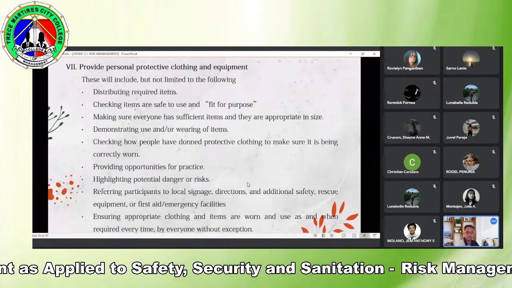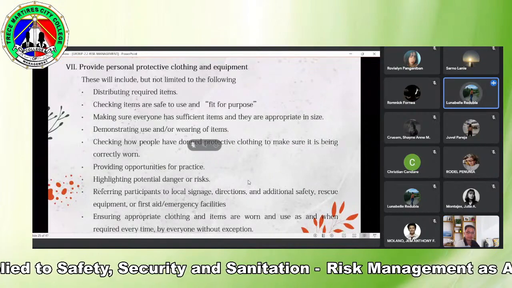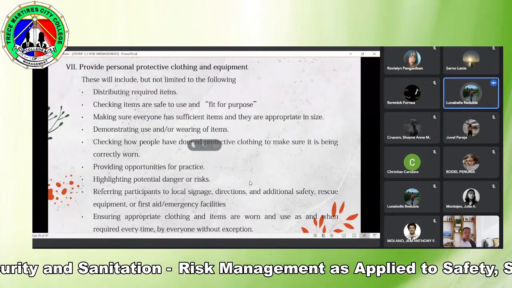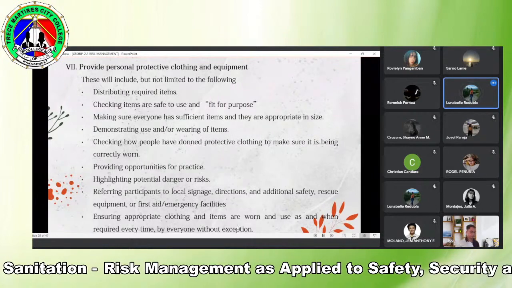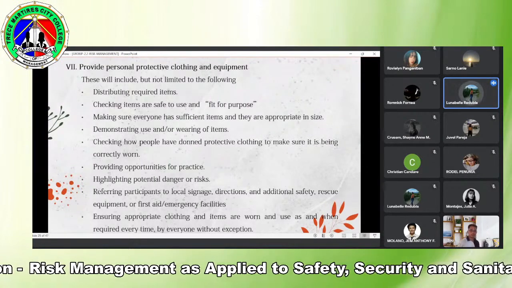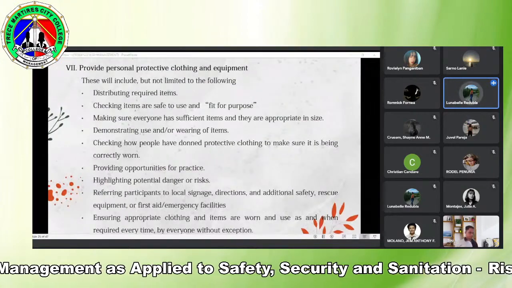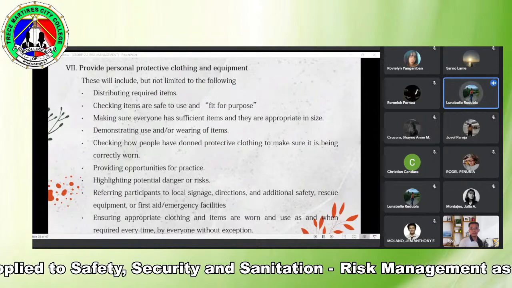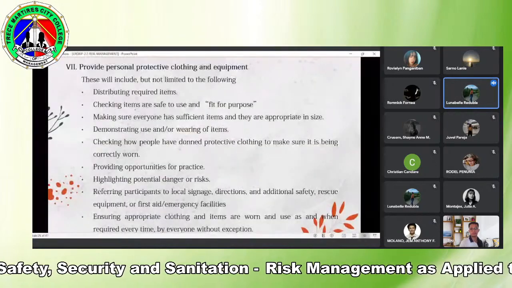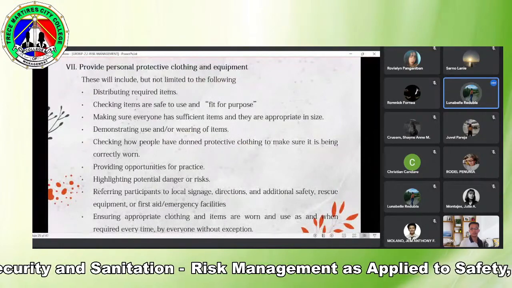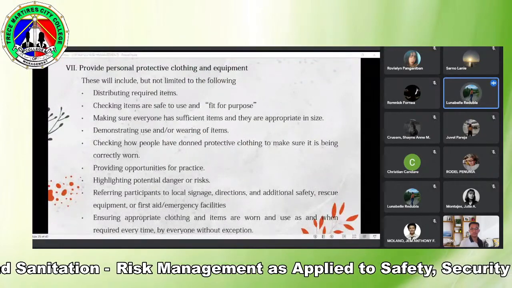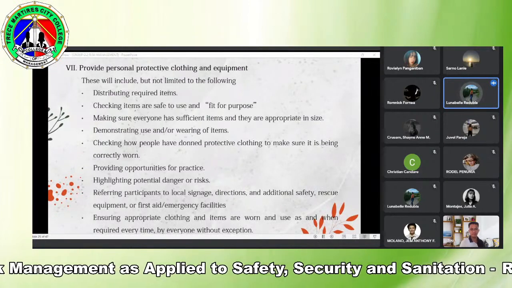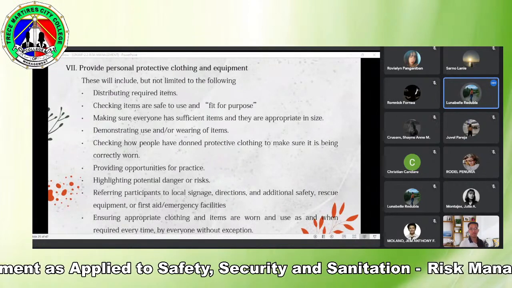Next slide, please. Provide personal protective clothing and equipment. This will include but not limited to the following. Distributing required items. Kung ano lang kasi yung kailangan nila, yun lang yung dapat na ibinibigay. And checking items are safe to use and fit for purpose. Tulad nun sa mga frontliners natin ngayon, di ba kailangan well sanitized yung mga equipment na ginagamit nila.